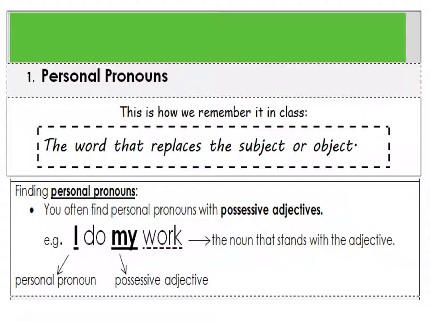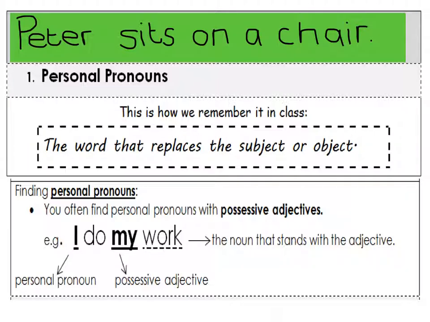Let's talk about pronouns. To understand a personal pronoun, which is the first one we're going to have a look at, you need to also understand what a basic sentence structure is. Let's have a look at this sentence. Peter sits on a chair. The first thing we need to do is to find the verb. In this sentence, sits is the verb.